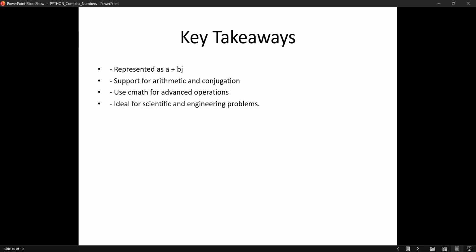So, key takeaways, let's summarize. Complex numbers are represented as a plus bj. You can easily access the real and imaginary parts. Use the cmath module for advanced math like magnitude and phase. Complex numbers are essential in scientific, mathematical, and engineering applications.